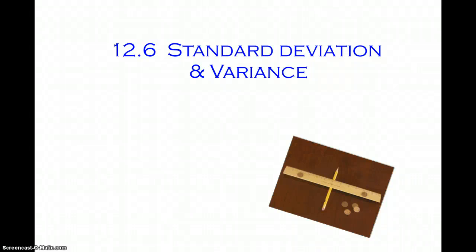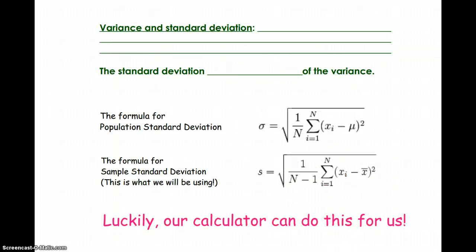All right, this is 12.6 and 12.7. We're going to talk about standard deviation and variance in the first section. The second section is going to be about the normal distribution chart, and we're going to use that to find some values. The first thing we have to do, though, is talk about variance and standard deviation. What are they? How do we use them?